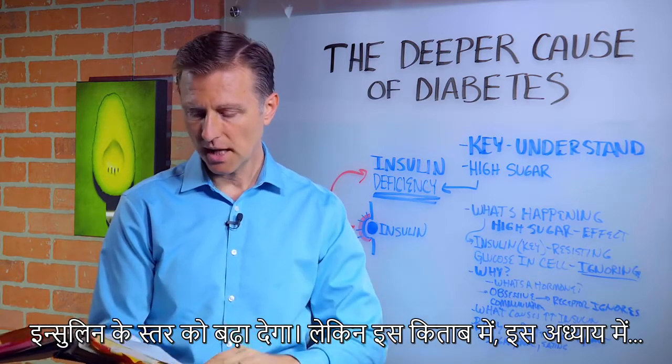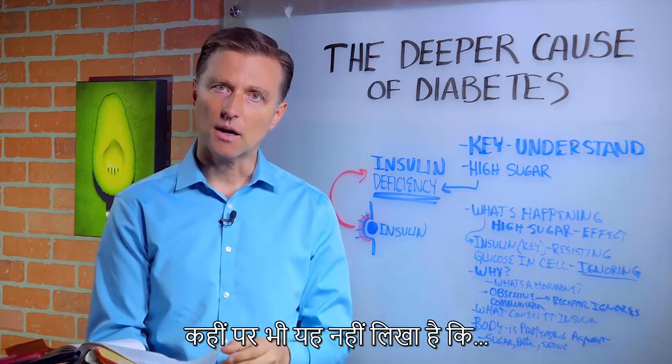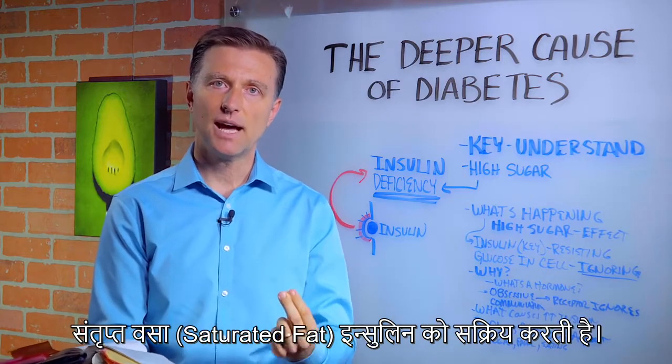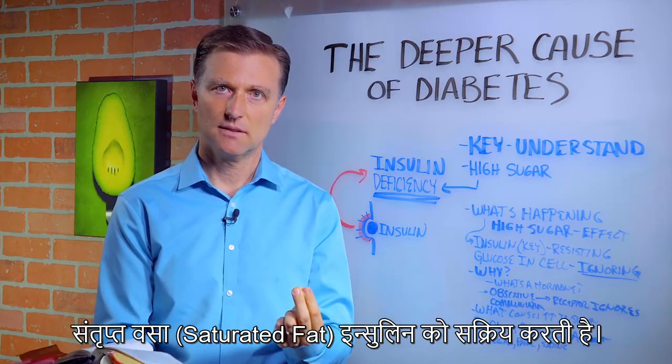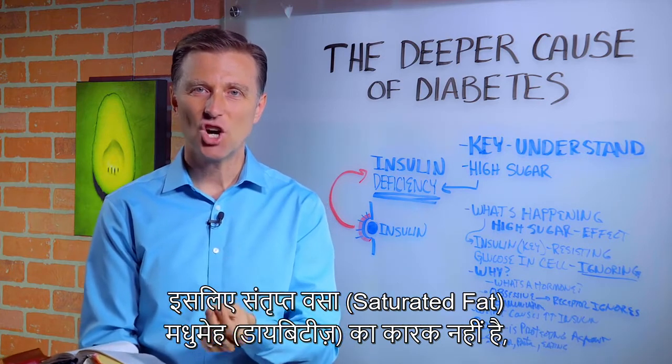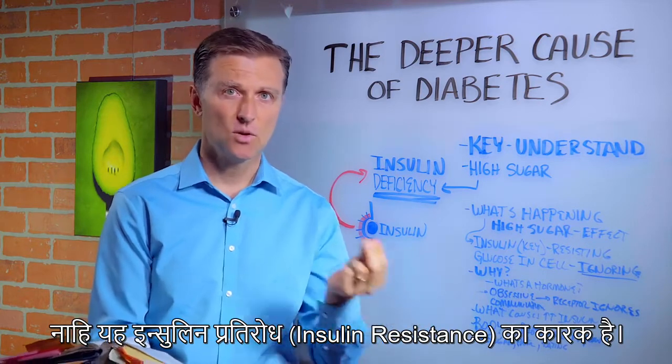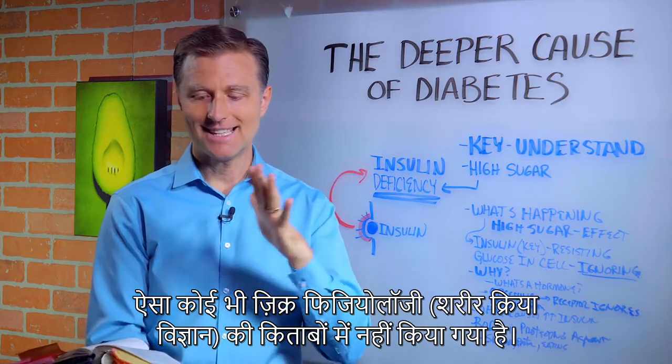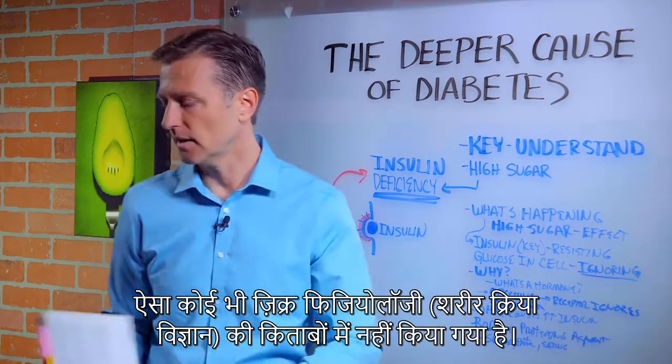But nowhere on this page, in this chapter, in this book, does it say that saturated fats triggers insulin. So saturated fats is not the cause of diabetes or insulin resistance. It's not in the physiology books, okay?